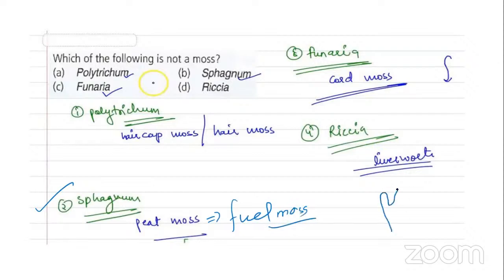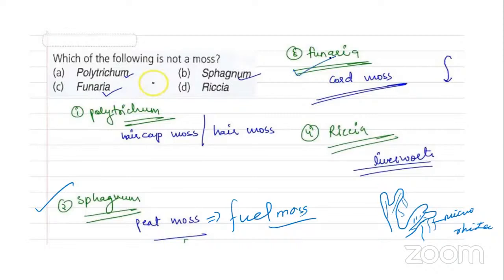Riccia, the structure will be like this. Okay, the structure will be like this. And it also has the specialized root called, what is that? Rhizoids. It is a small hair-like structure. They absorb the water molecules from the soil and rocks. Okay, this is called, what is that? Rhizoids, Riccia. And Funaria is also cord moss.